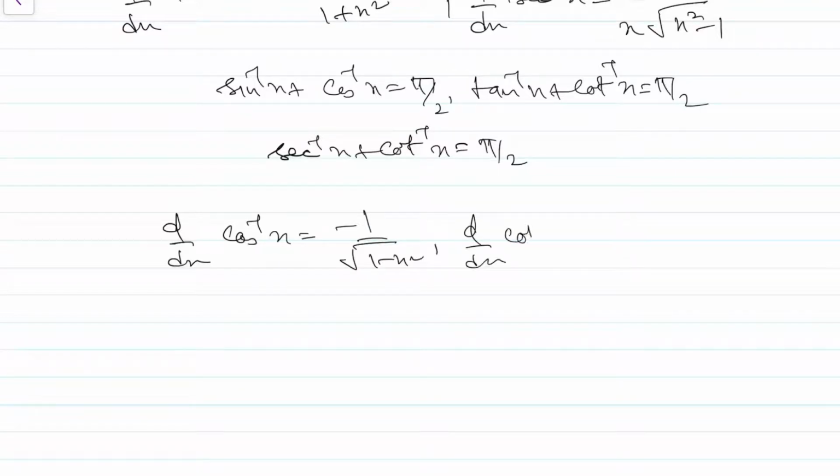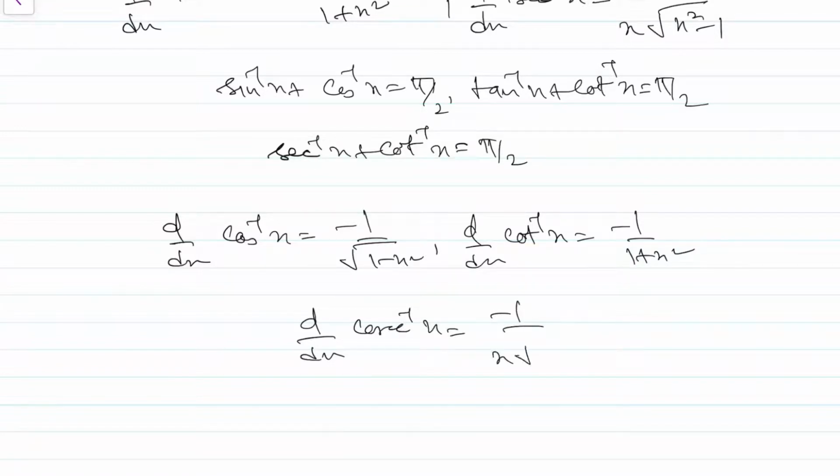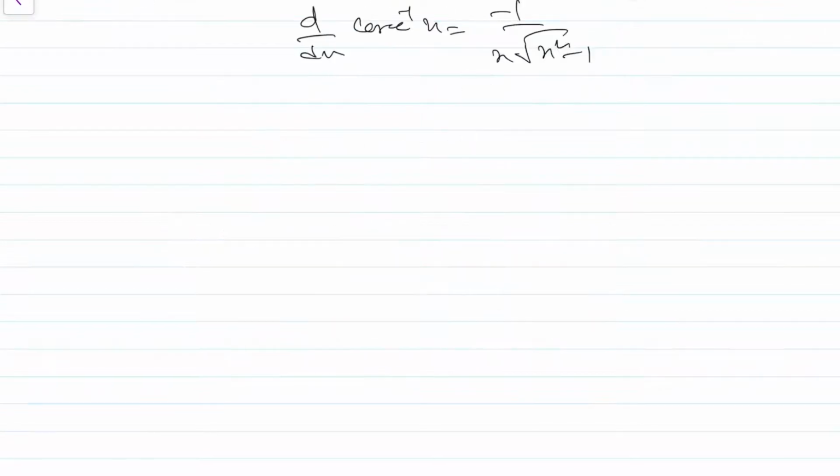D over dx of cot inverse x will be minus 1 upon 1 plus x square, and d over dx of cosec inverse x equal to minus 1 upon x into under the root x square minus 1. So we can easily solve this exercise using inverse trigonometric functions and the implicit function. Now let us solve one question from the exercise.